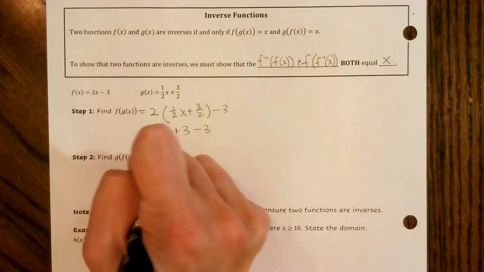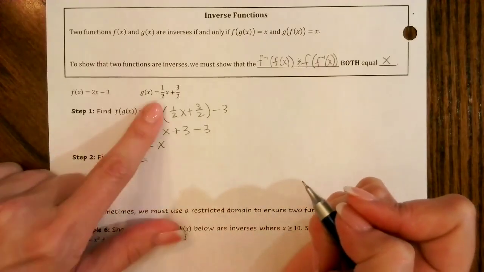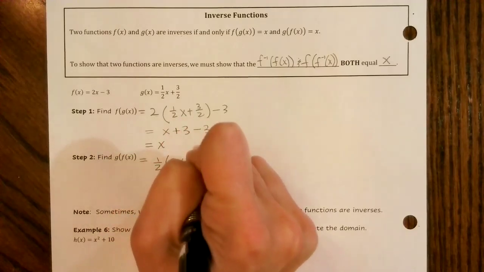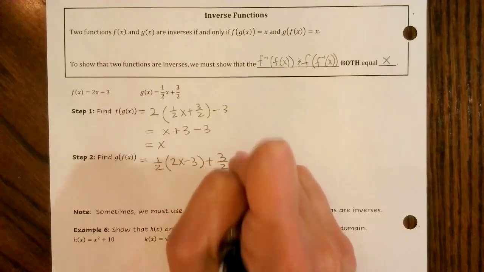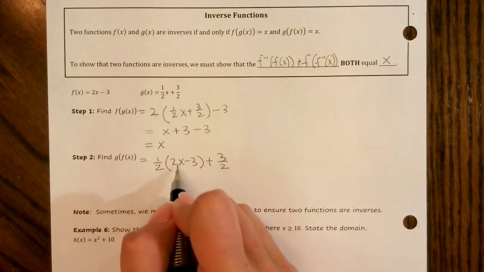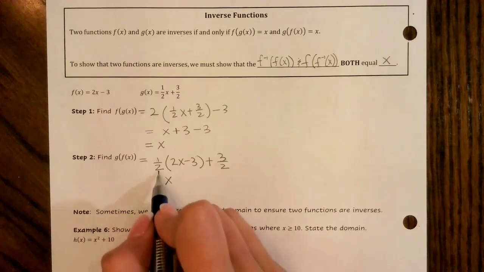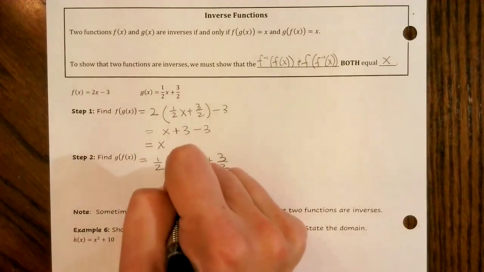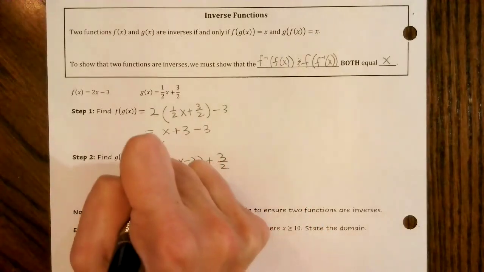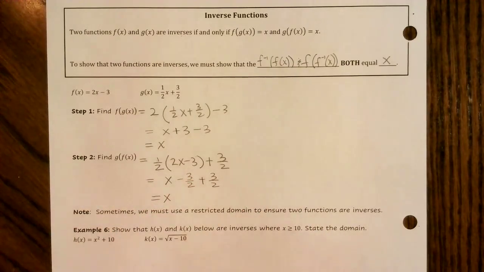All right, now we're going to try it the other way, and so f of x is going to be my inside function, and g of x is going to be my outside function. So this is my outside, so I get 1/2 times my new x, which is 2x minus 3, plus 3/2. I distribute. 1/2 times 2x is just an x, because 1/2 times 2 is 1. 1/2 times -3 gives me -3/2 plus 3/2. And then -3/2 plus 3/2 is 0, and so we end up with x.